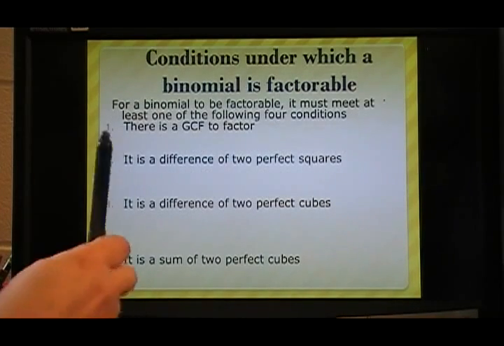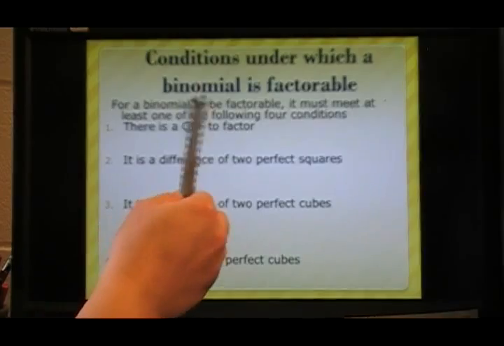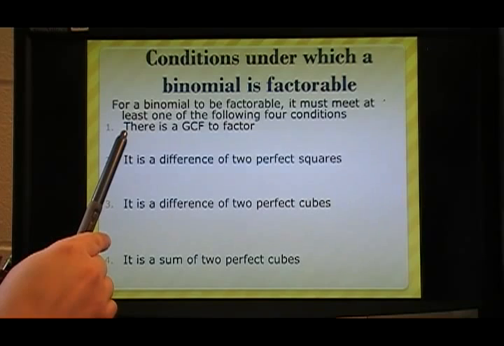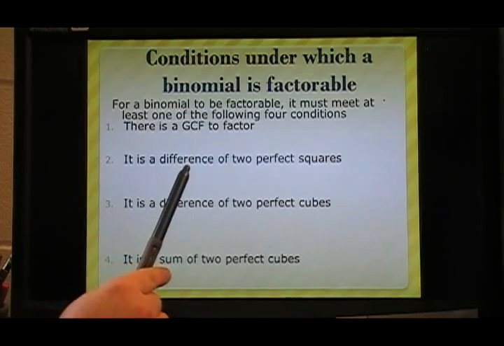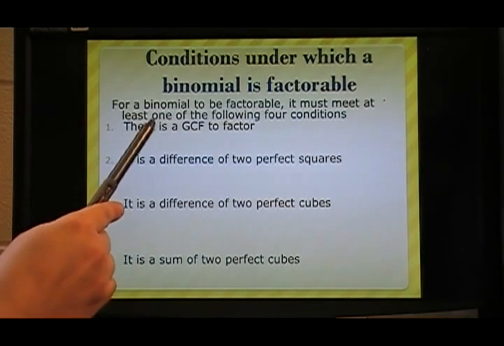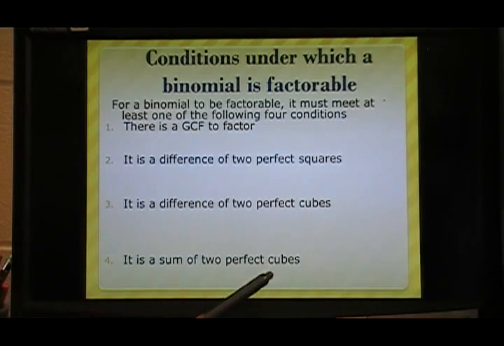Moving on to the binomials. These are the conditions under which your binomial, your 2-term expression, is factorable. It is factorable if there is a greatest common factor, or if it's a difference of squares, a difference of cubes, or a sum of cubes. If your binomial doesn't meet one of these 4 conditions, then that binomial is not factorable. So when you're solving a quadratic equation by factoring, you can only use the factorization method if you are working with an expression that is factorable. So let's do some examples and then we'll go from there.